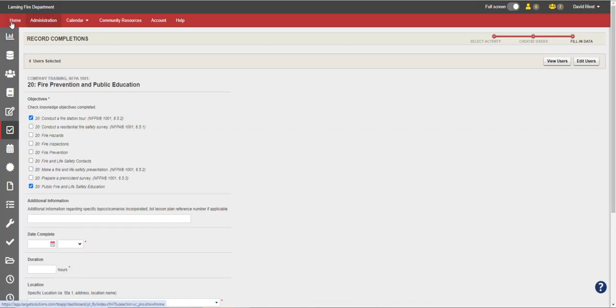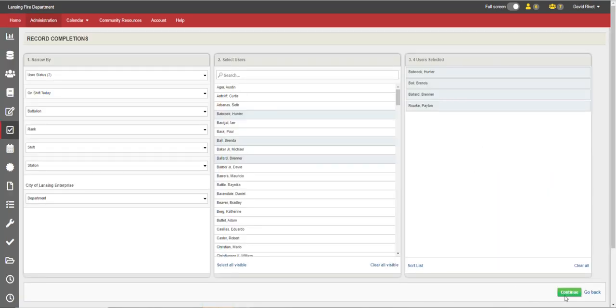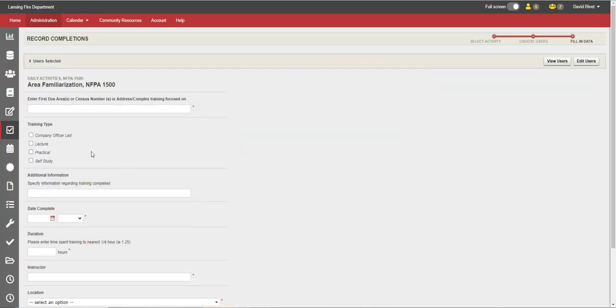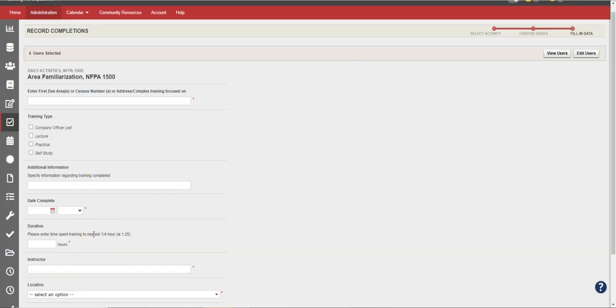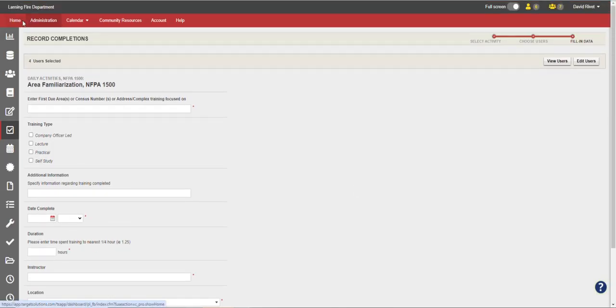Okay. Going back to the home page, there's more shortcuts. Area familiarization. It's important here that you note who led it. Was it self-study? Did you recruit say, hey, I did street school? We can put that in. It'd be nice to put in the area, any census numbers that you covered, maybe streets, splits, whatever, how long you did it for, and obviously be at a fire station.